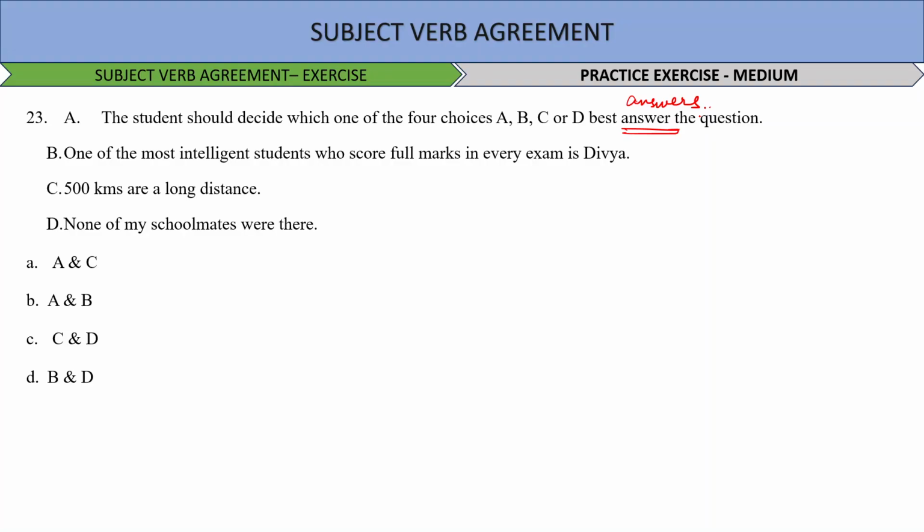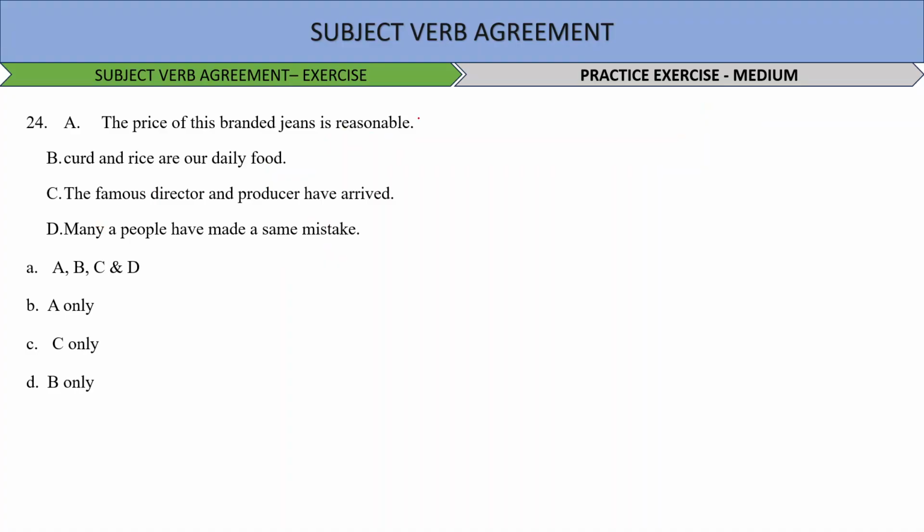None of my schoolmates were there. Correct. So sentence B and D seem to be correct. And then question number 23, option number D has B and D. Okay, correct answers. Now question number 24. The price of this branded jeans is reasonable. Jeans comes in a pair and so follows a singular verb.